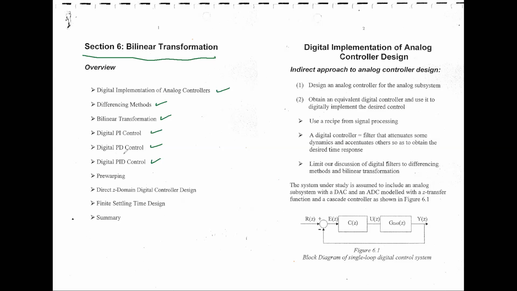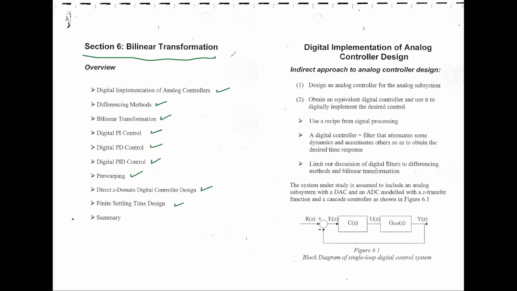Please note that in your mini project, you have to implement a PD controller, so pay attention to the equations for the digital PD controller. We'll look at pre-warping, which we also looked at in the previous lecture, with some more examples. And finally, we are going to look at how to design a digital controller directly in the Z domain, instead of using emulation techniques to convert an analog controller into a digital controller. So how to do direct design of digital controllers, and we'll look at finite settling time design.